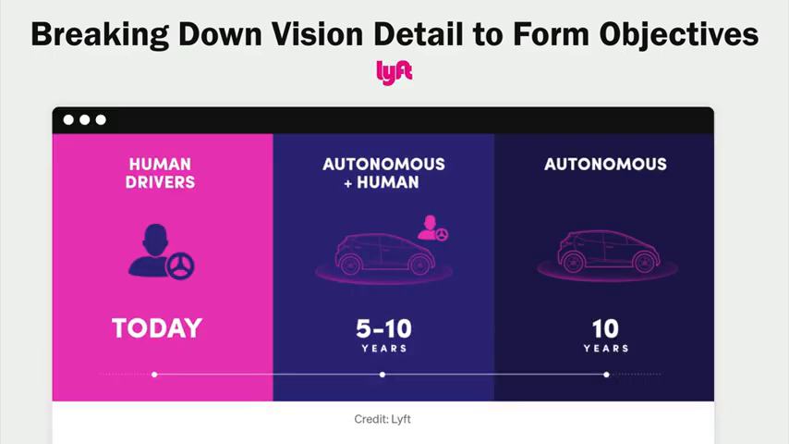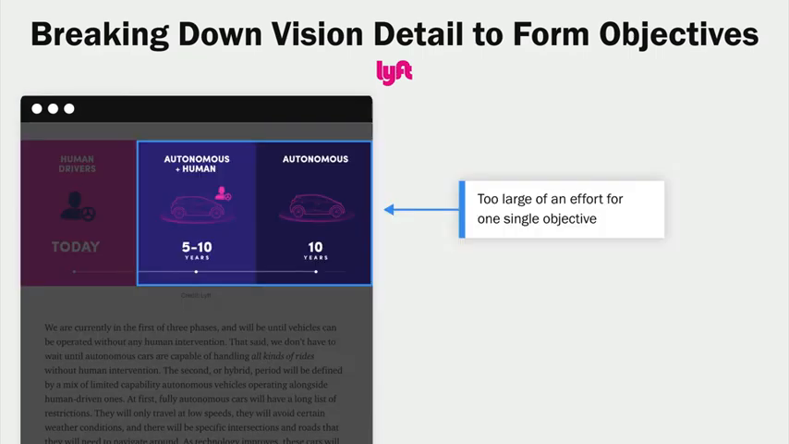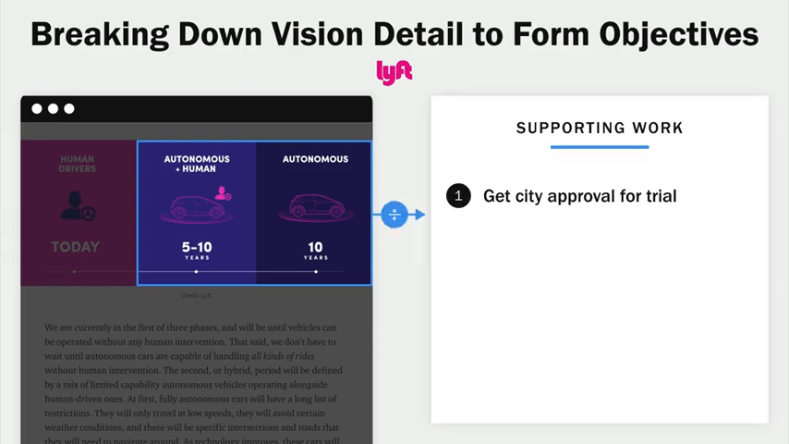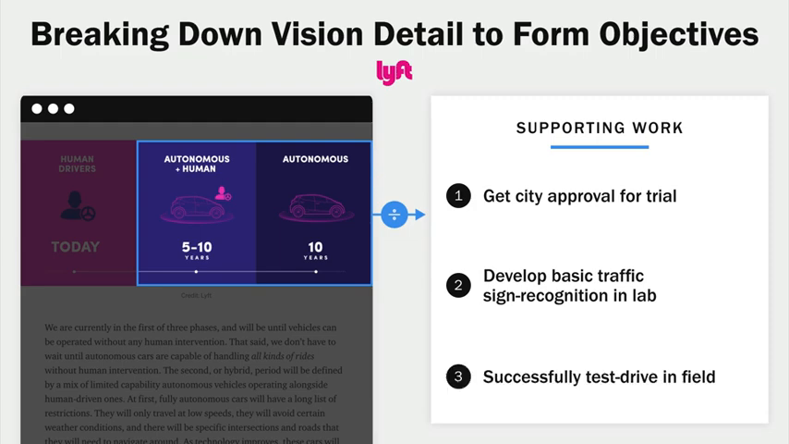For example, let's consider Lyft's vision. This vision involves moving from autonomous fixed route cars to autonomous cars. Autonomous fixed route cars alone are already a major piece of work, probably far too monolithic an effort to be a single objective. To fix this, Lyft would consider the major pieces of work underneath it, such as get city approval for trial, develop basic traffic sign recognition in lab, and successfully test drive in field.